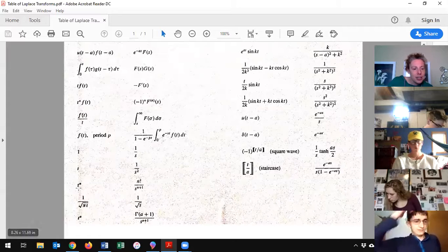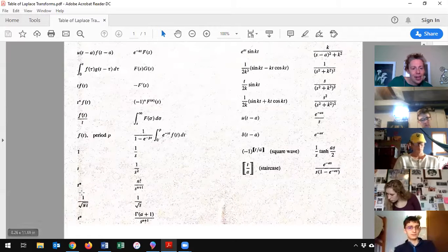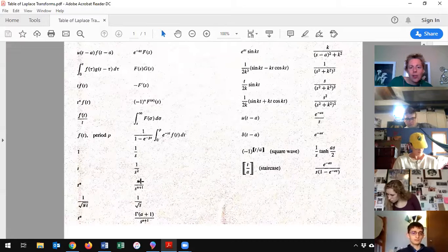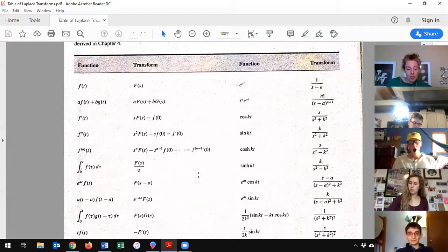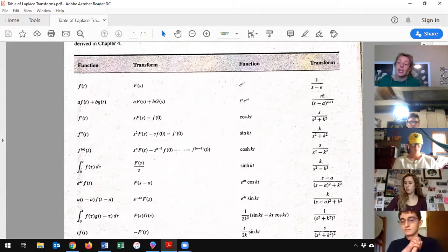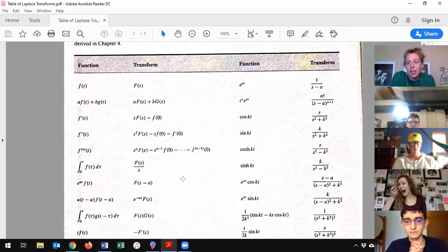They did t to the n, and I'm doing a. So here's t to the n, and then we got that n factorial over s to the n plus 1. You are going to be very, very familiar with this chart as we go through chapter 4. It's in the front of your book. I also posted it as a handout on Moodle, so it is available on Moodle as a handout.